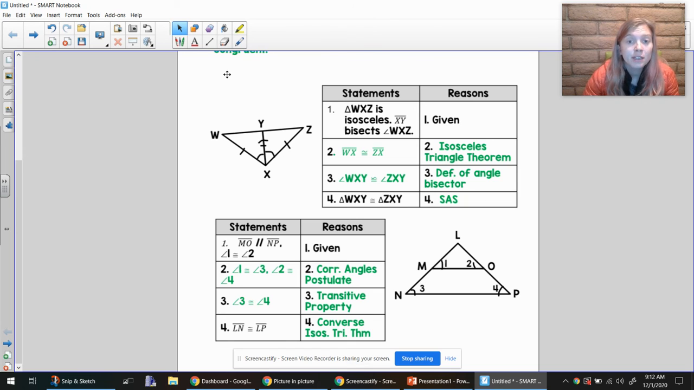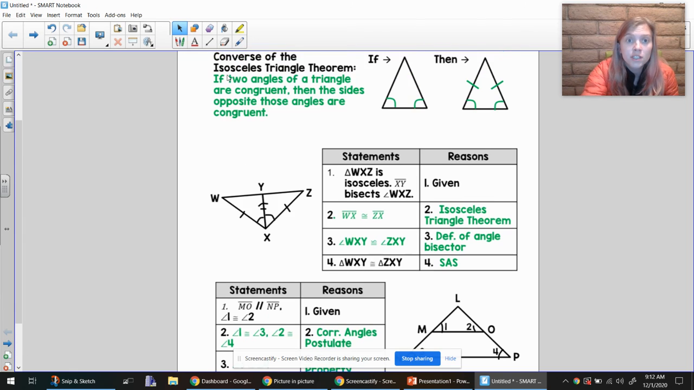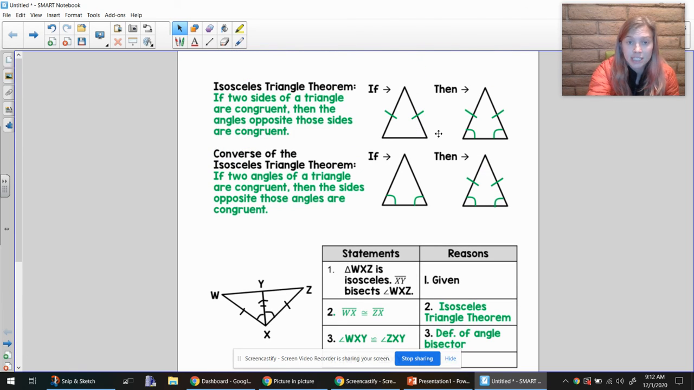So in this video, we looked at a couple quick proofs using the isosceles triangle theorem, which says that in an isosceles triangle, two sides are always congruent and the angles opposite of those are always congruent.